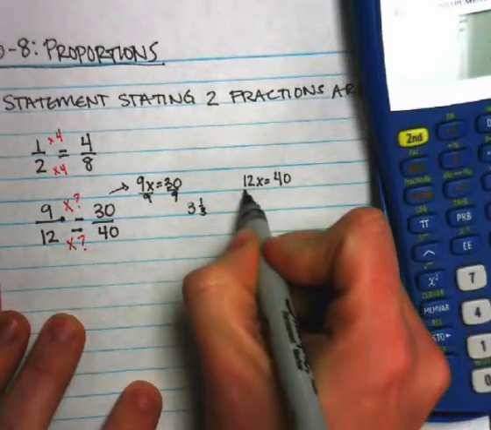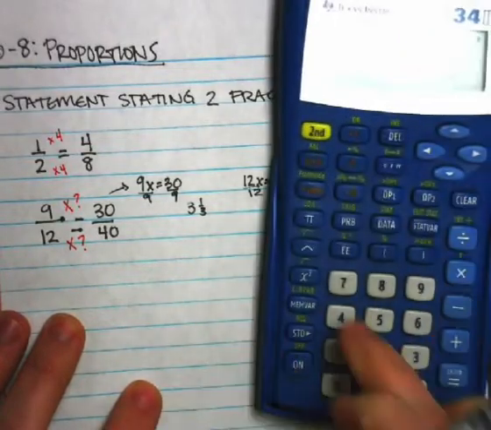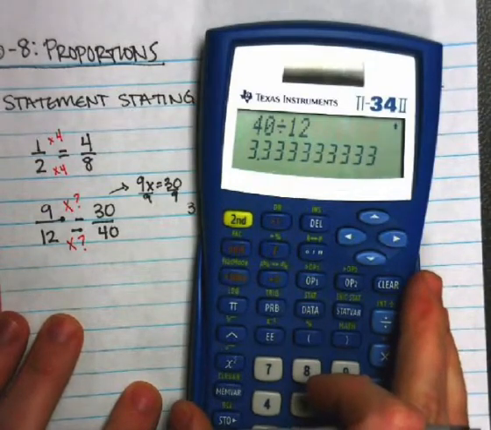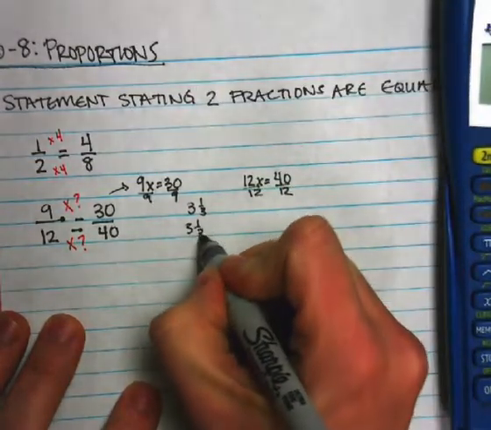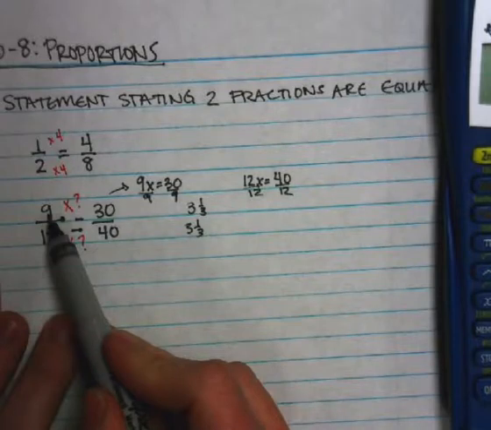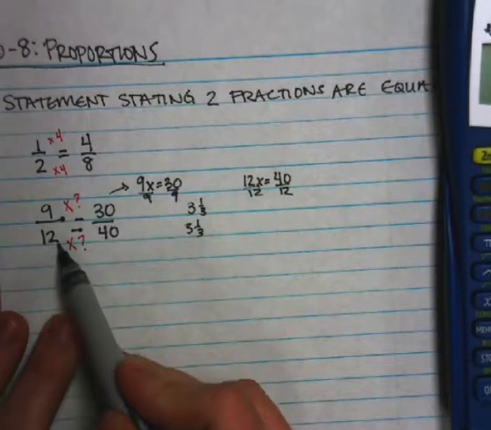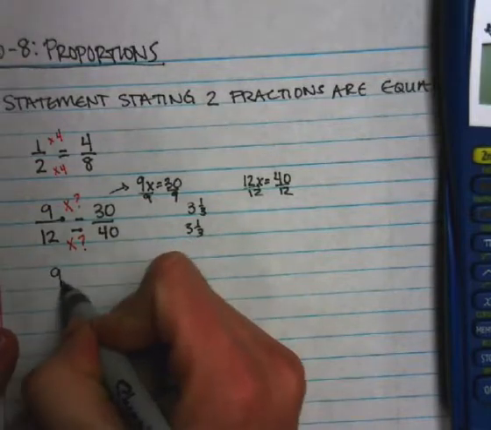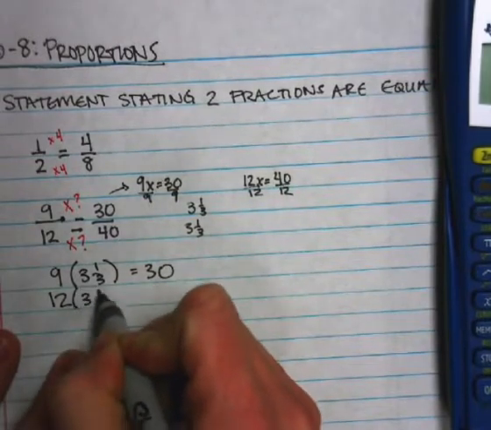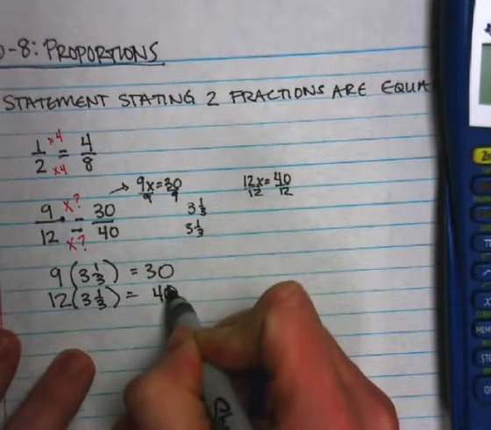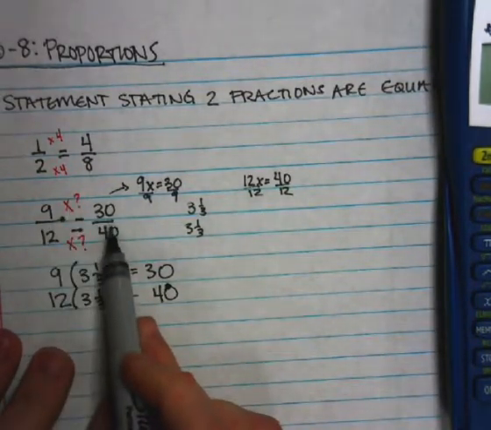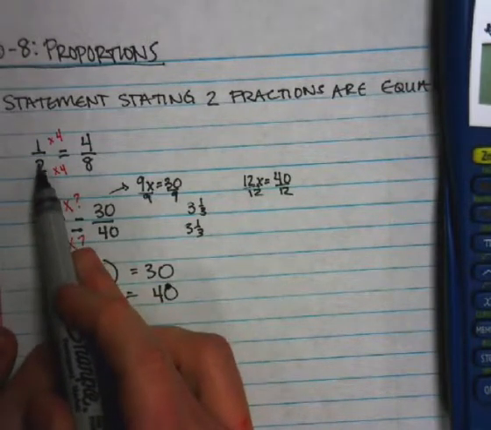So what about the 12? Divide by 12, divide by 12. So 40 divided by 12, again, same number. So I multiplied by 3 1/3 here also. Okay, so did I multiply by the same number to get 9 to 30 as I did 12 to 40? Yeah, I took 9 times 3 1/3 and it became 30, and I took 12 times 3 1/3 and I got 40. So in other words, did I do the same thing to this fraction to become this fraction, just as I did here?